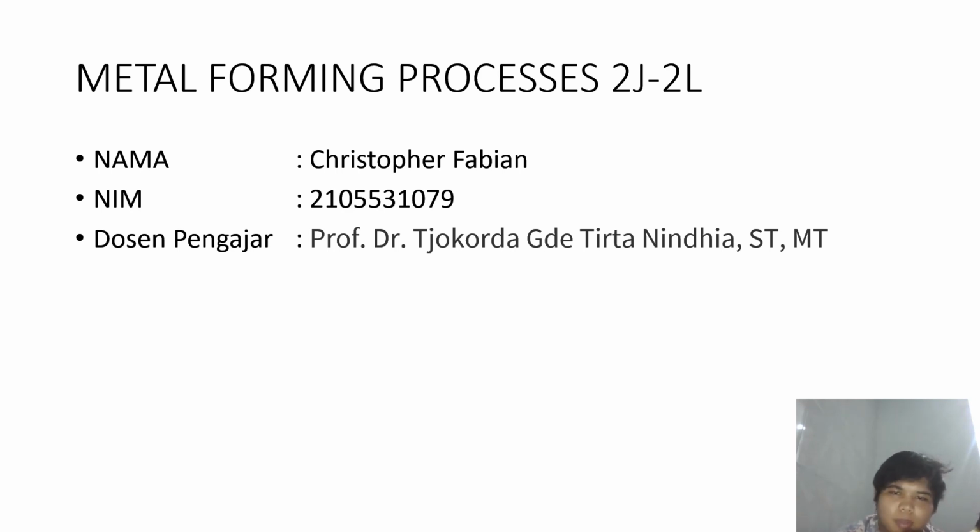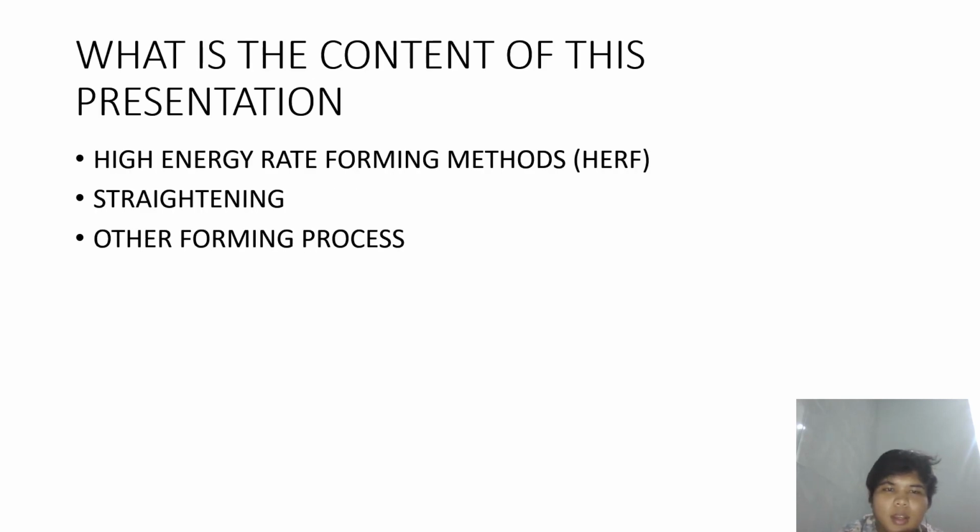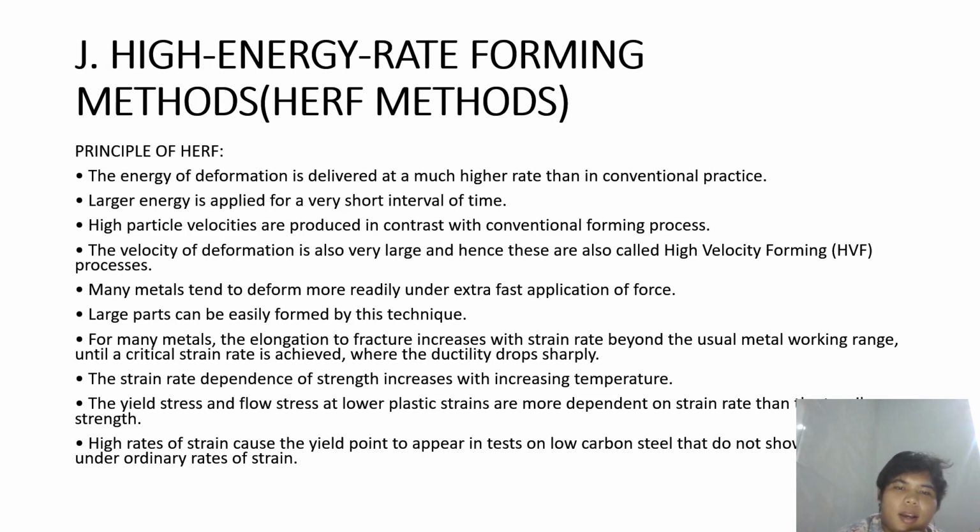And what we're going to talk about now is metal forming processes, chapter 2G until 2L. Okay, let's continue. What is the content of this presentation? Right now, we're going to talk about HERF, or high energy rate forming methods, and then we're going to talk about strengthening and other forming processes.